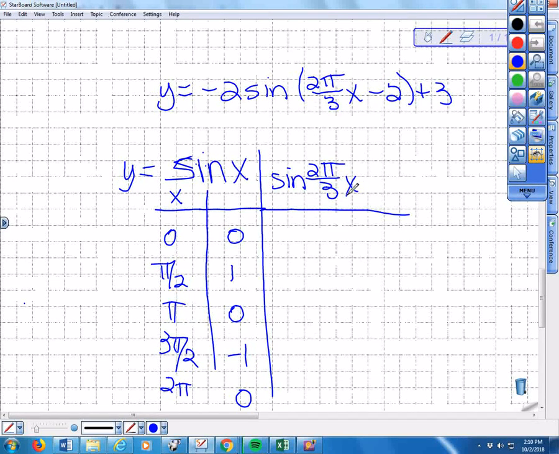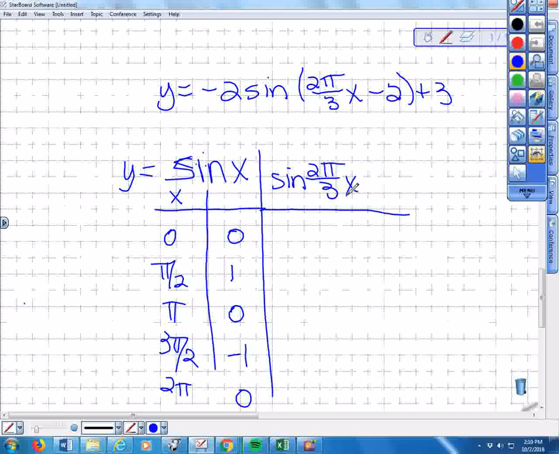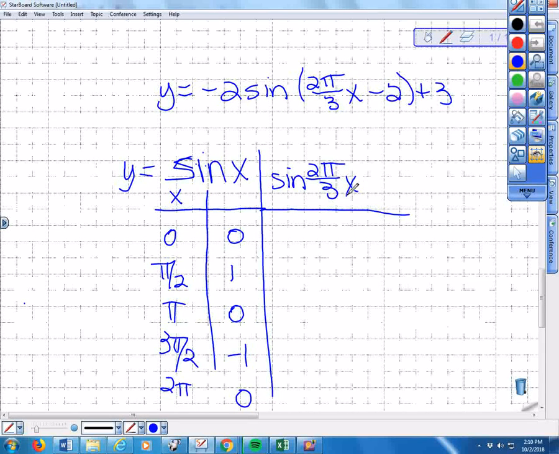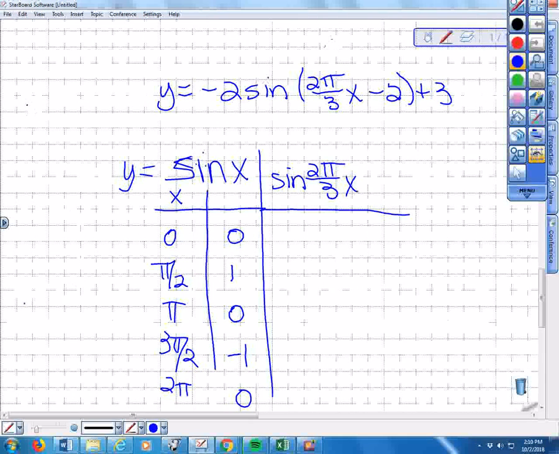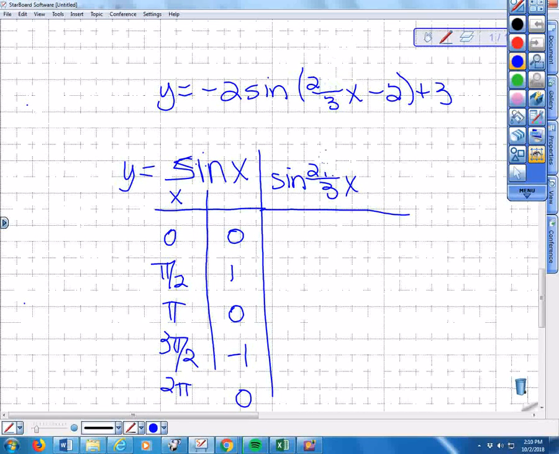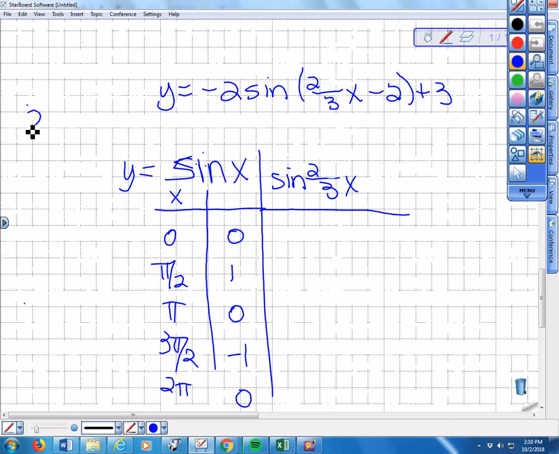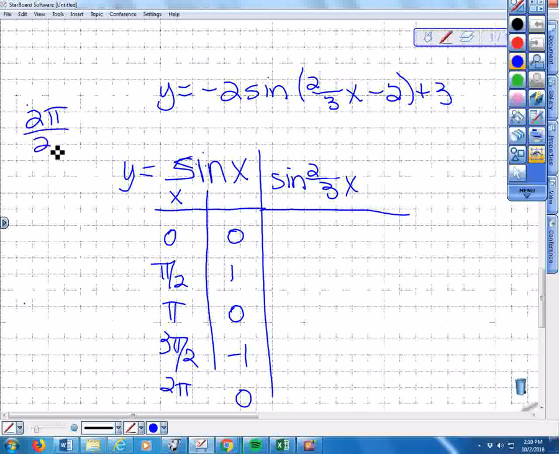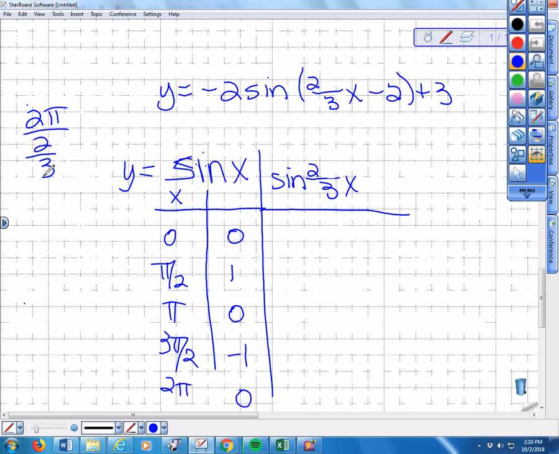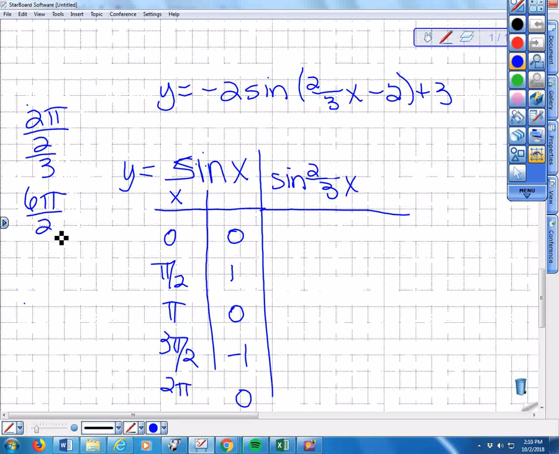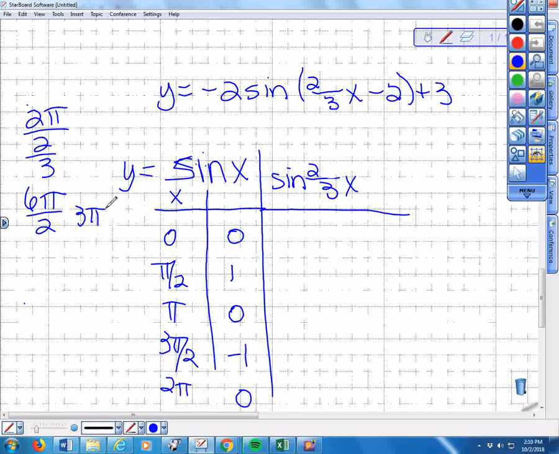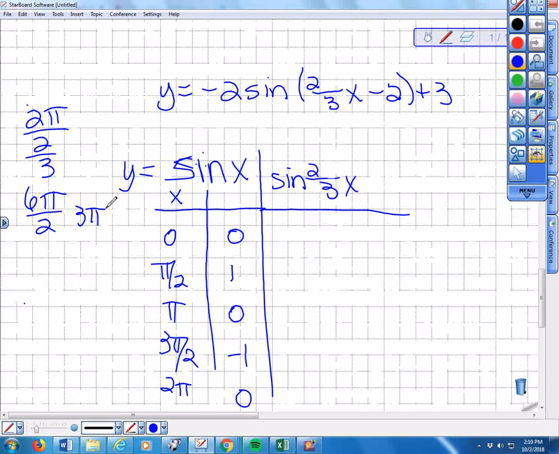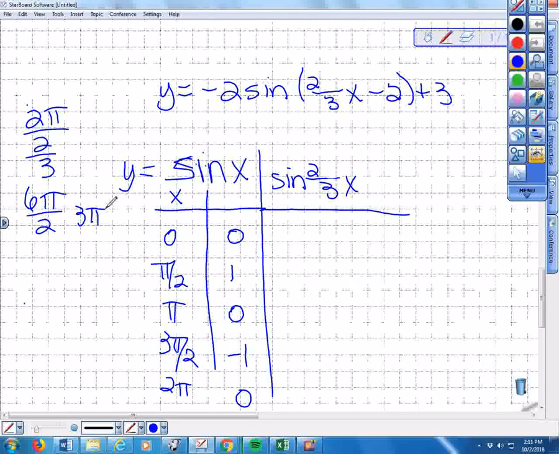Well, I take 2 pi divided by that, right? And actually, let's take pi out of it. I don't want to, that's going to be too confusing right now. So 2 pi over 2/3 is 6 pi over 2, or 3 pi, right? It was 2 pi, and now my period is 3 pi, okay?